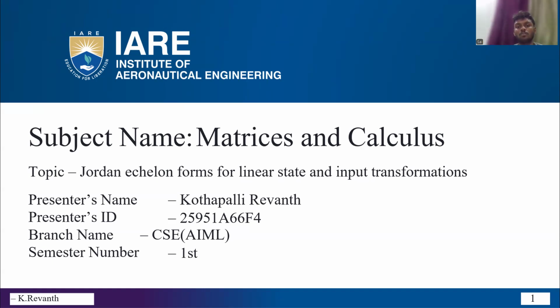This topic comes from the area of matrices and calculus, which is deeply connected to control systems and linear algebra. My goal today is to help you understand what the Jordan echelon form is, why it's important, how it is derived, and how it simplifies the analysis of linear systems in state space form.